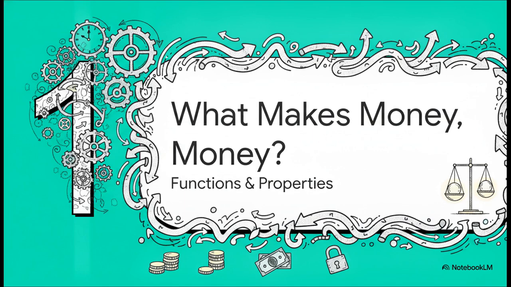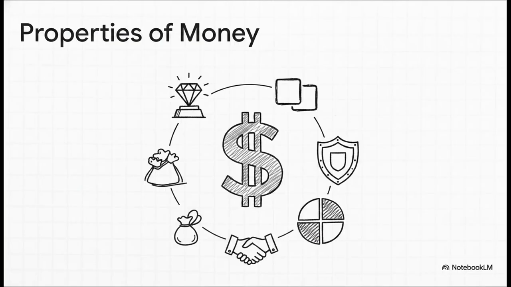Section 1. What makes money, money? The core functions and properties. For any item to actually act as money, it's got to have 6 specific properties. It has to be fungible, meaning $1 is completely identical to another. It must be durable to withstand repeated use, divisible into smaller change, portable so you can easily carry it, widely acceptable, and most importantly, scarce. Without scarcity, the whole illusion of value collapses.